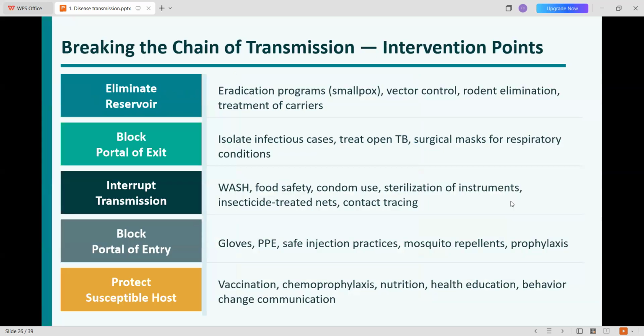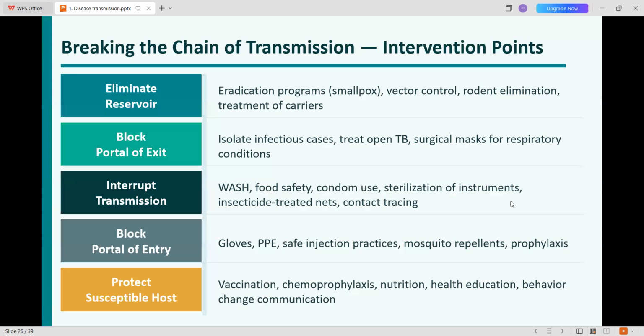Next is how to break the chain of transmission. Intervention points: eliminate the reservoir, eradication programs, for example, smallpox, vector control, rodent elimination, treatment of carriers. Block the portal of exit. Isolate infectious cases. Treat open TB, surgical masks for respiratory conditions.